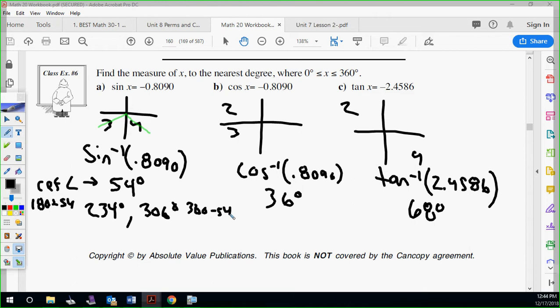Okay, cosine of 36. I'm going to find the one before 180 and the one after 180. So I'm going to go 180 minus 36 and 180 plus 36. So 180 minus 36 is 144, and 180 plus 36 is 216.